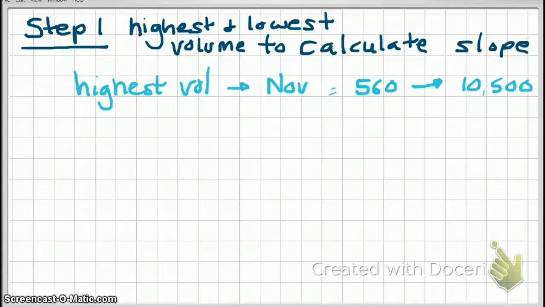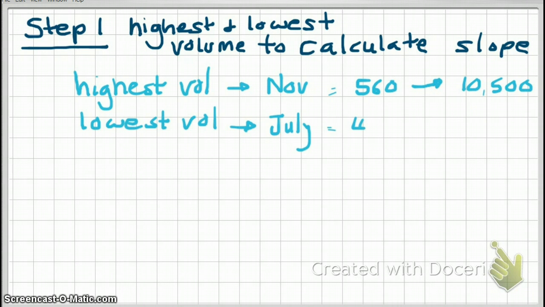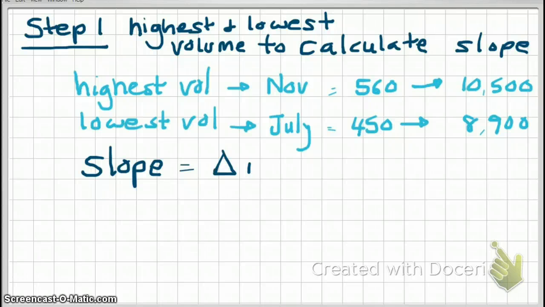Next, you find your lowest volume. Which one's your lowest volume? It's for the month of July, which is 450. For the 450 members, we had a total operating cost of 8,900. Now you have all the information you need to calculate your slope.